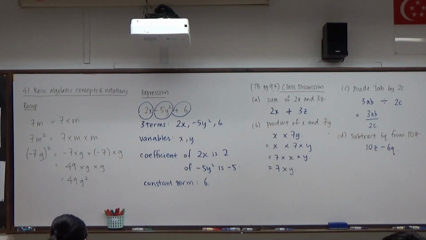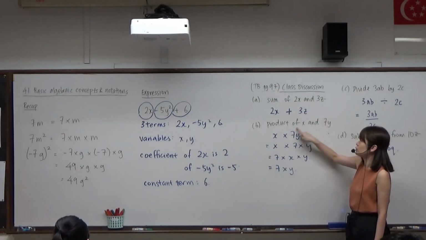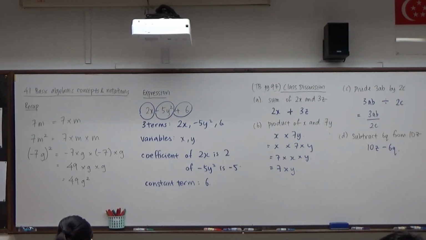So that's a little bit of a tricky thing that we need to take note of when it comes to subtraction. Which one comes first and which one comes next? We need to actually look at it carefully. Unlike earlier on, the first one we will just follow through: x and then 7y, 3ab and then 2c. For subtraction, it may not actually work that way.